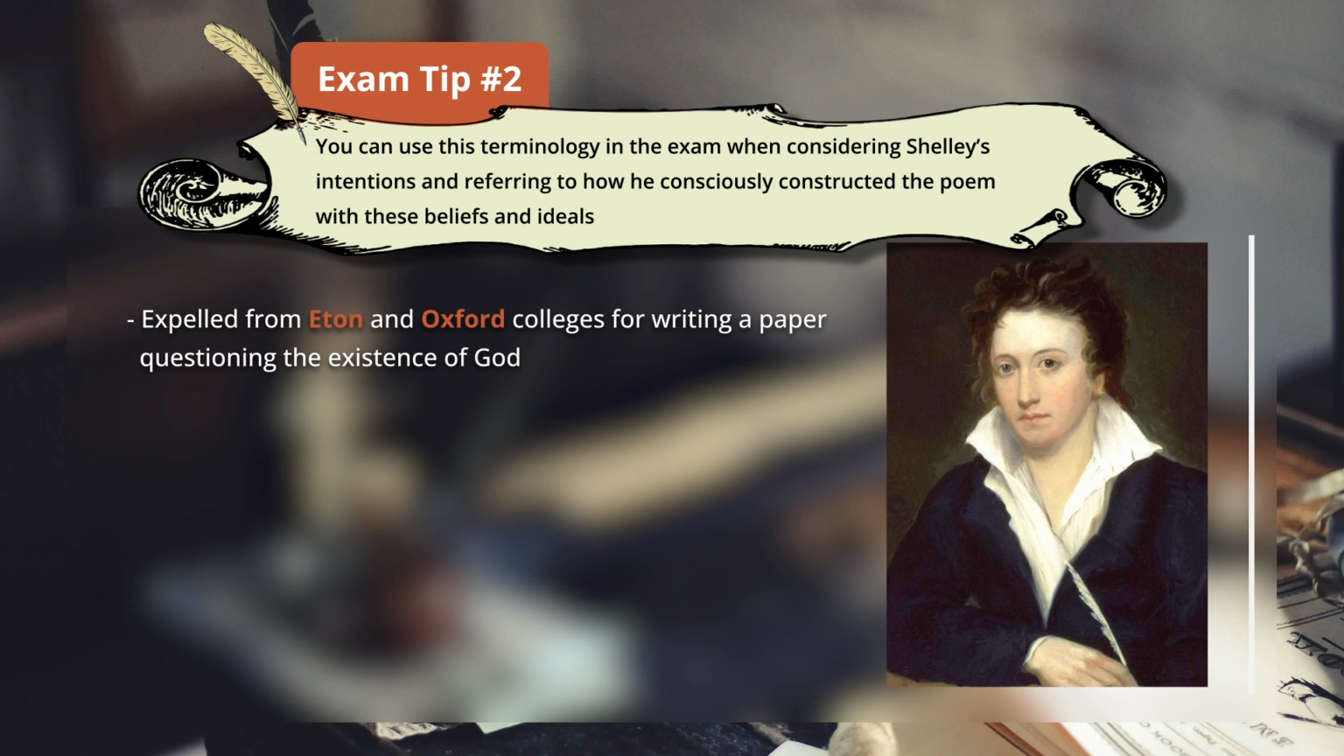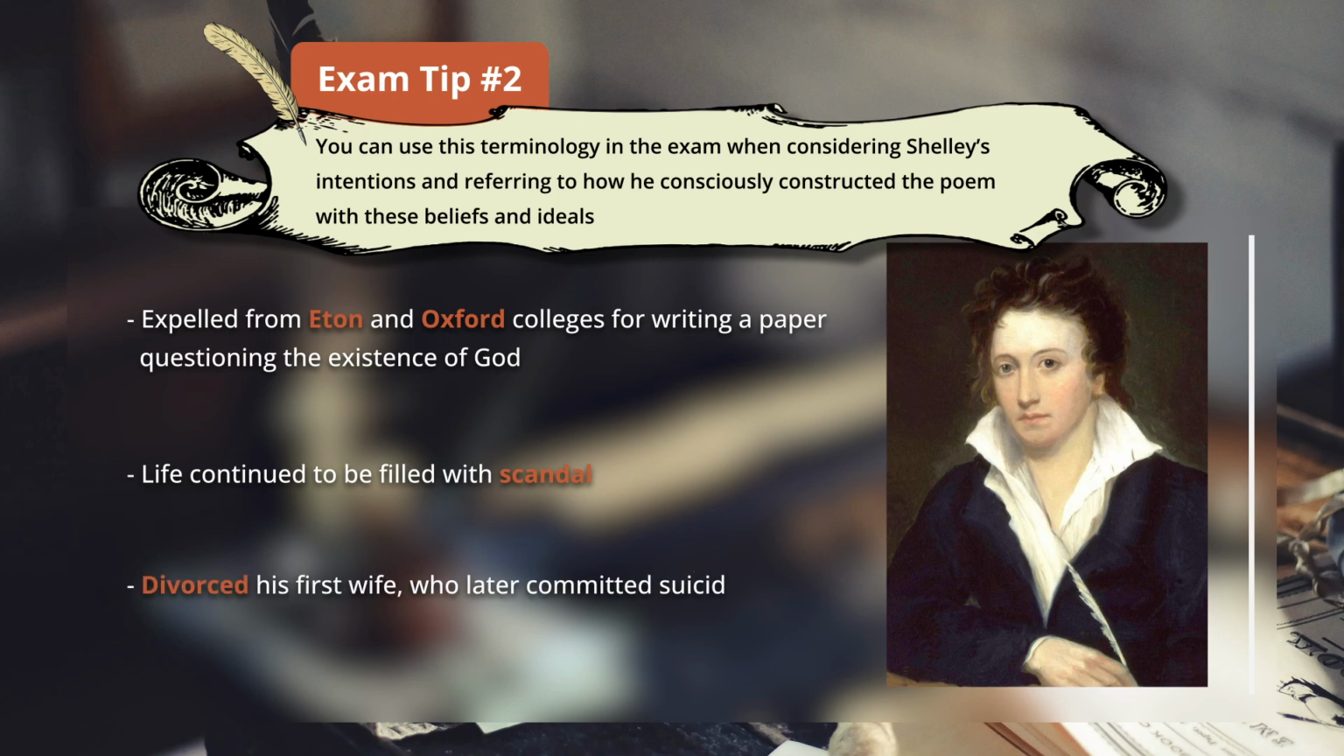But this didn't deter him from being such a renegade or being a holder of revolutionary ideals, because the rest of his life continued to be fraught with scandal and things that the general public at the time would have been completely shocked by. After leaving his first wife, who later committed suicide, he married his lover, Mary Godwin.